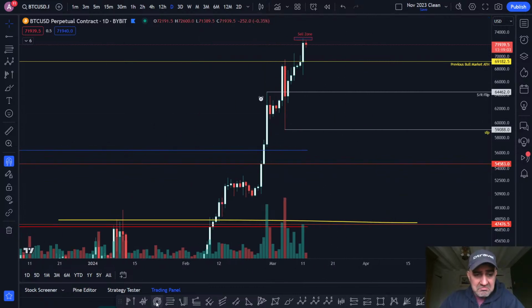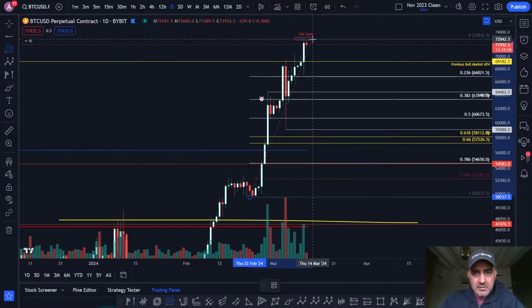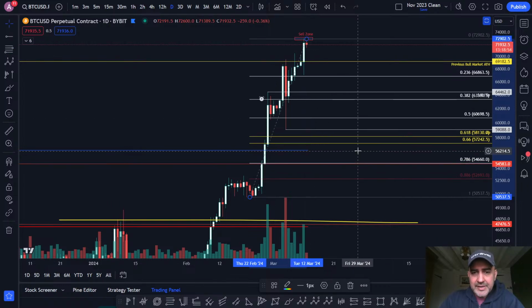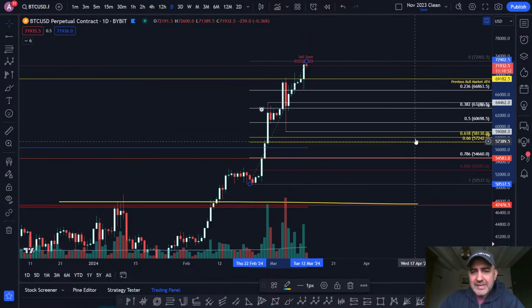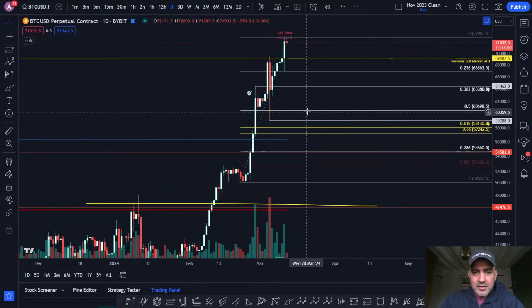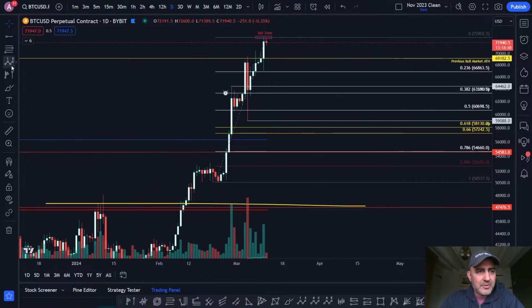Let me just do something here. The golden pocket is slightly lower down. I mean, you basically have a range here of where the price could find support. And I think the strategy would be this. In my mind, this is the strategy.